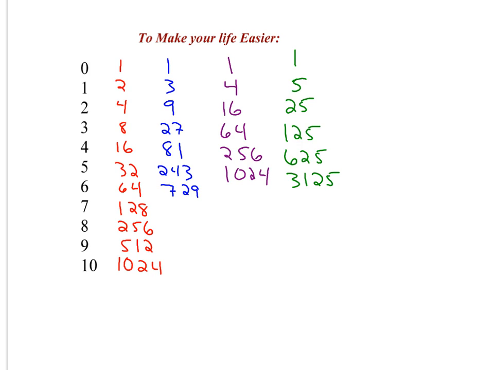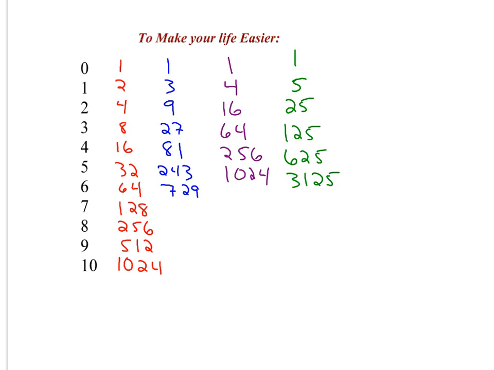The powers of 3: 3 to the 0, of course, is 1. 3 to the first is 3, 3 to the second is 9, 3 to the third is 27. I would expect you to be at least familiar with all the powers of 3 up to 3 to the 6th, which is 729. The powers of 4 are here in purple. 4 to the 0 is 1, 4 to the 1 is 4, 4 to the second is 16, 4 to the third is 64, 4 to the fourth is 256, and 4 to the fifth is 1024.